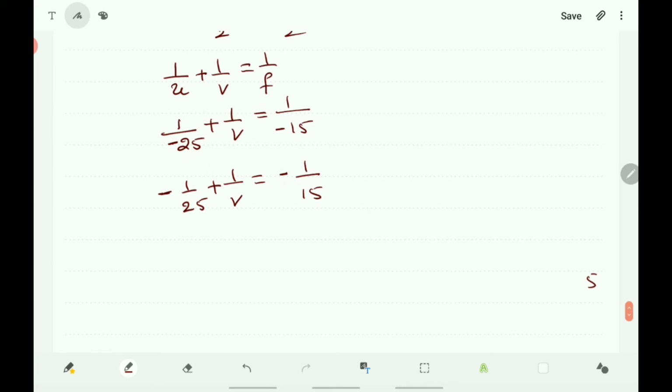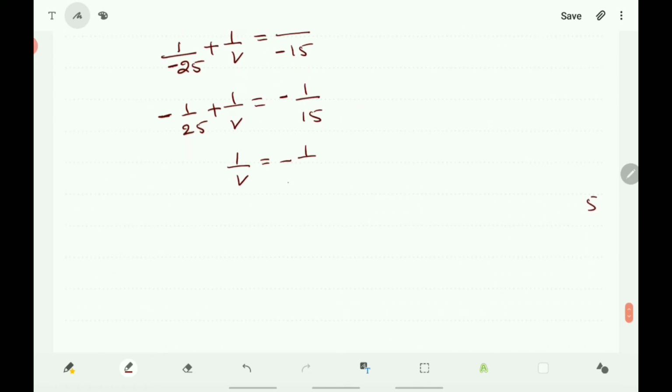Now to get v, you write 1 by v here and transfer the minus 1 by 25 to the RHS, that is 1 by v is equals to minus 1 by 15 plus 1 by 25. So 1 by v is equals to, better to take negative, 1 by 25 minus 1 by 15. You exchange the positive and negative for your convenience.